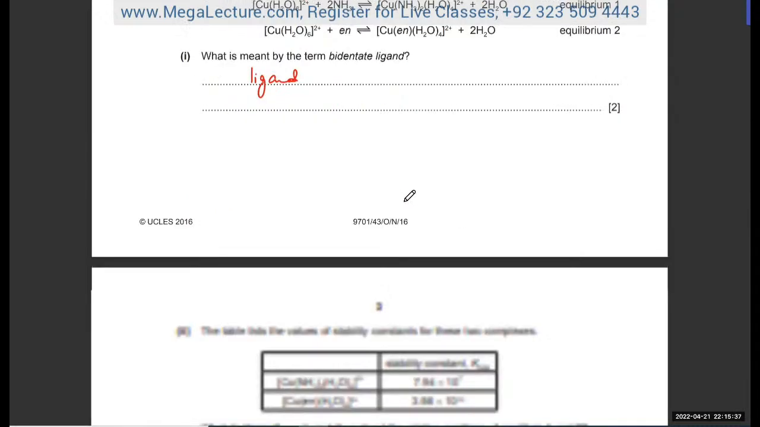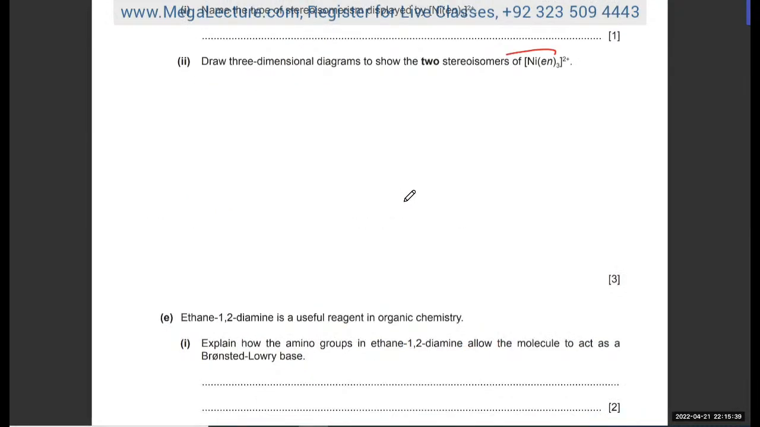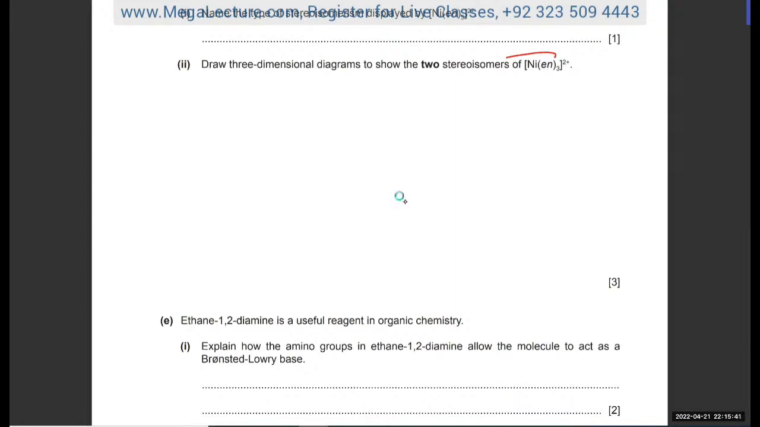It's a bidentate ligand. So remember, stereoisomerism happens in bidentate complexes. You have to remember this exact example, and you should know how to draw this. These are your X, Y, and Z axes, and he's saying draw the 3-dimensional. So you have to draw the whole thing.